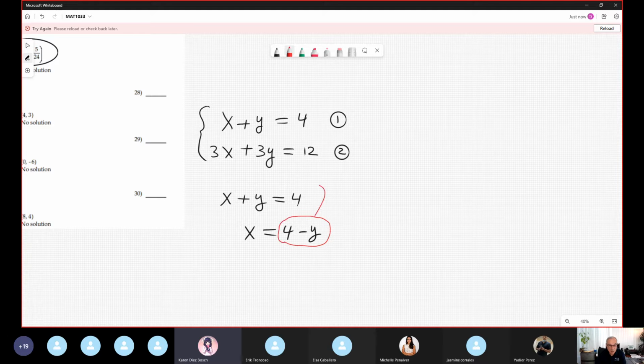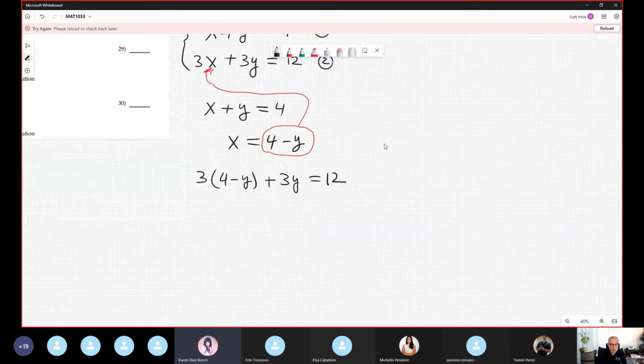Expression and another equation in the x place, because it's x, no? And you copy 3 parentheses, don't forget the parentheses, 4 minus y, plus 3y equal to 1. And you apply distributive: 12 minus 3y plus 3y equal to 12.